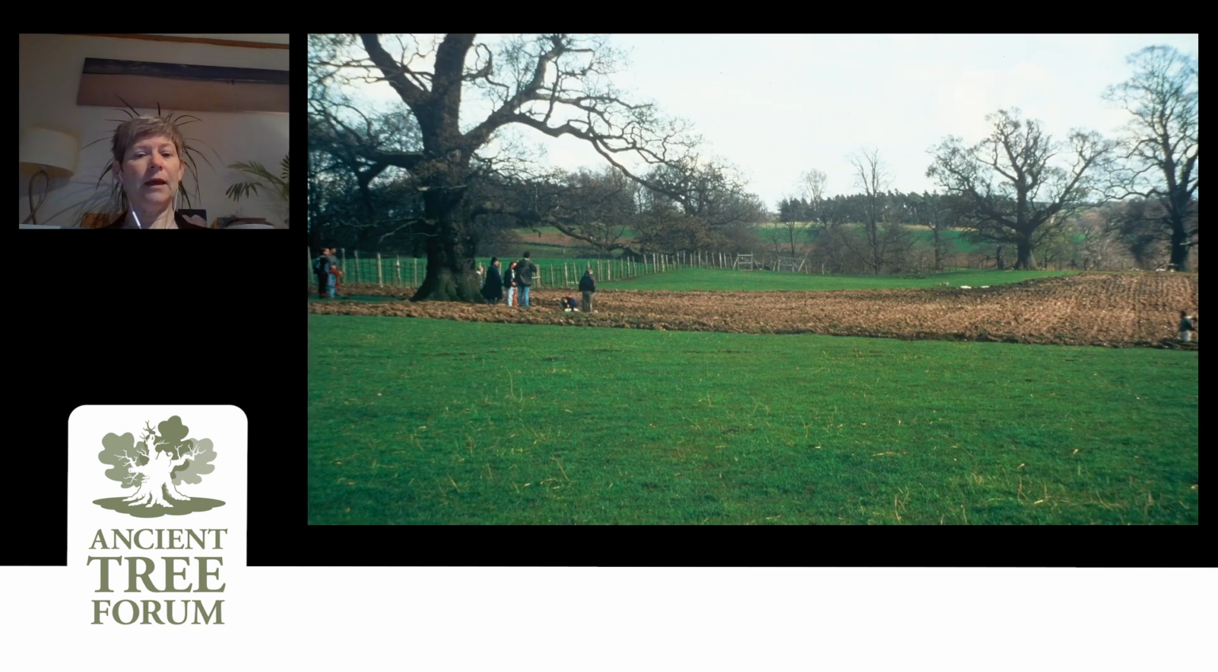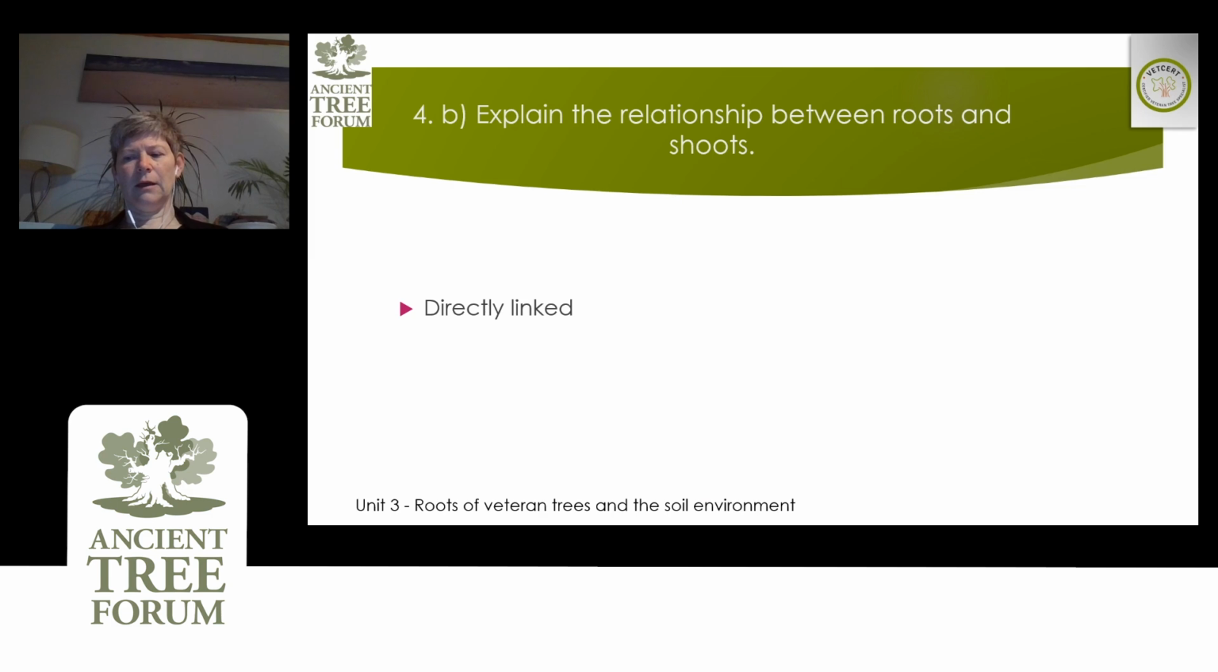And here's just an example of a photograph that was taken to highlight how far from the trees the roots can be. And that's up to you as a vet cert specialist to be able to fight, if you like, for the rooting area, the underground hidden part of the tree, which is very often overlooked. We want you to be able to explain the relationship between roots and shoots and the fact that these are directly linked, which seems very straightforward, but it's an important element.